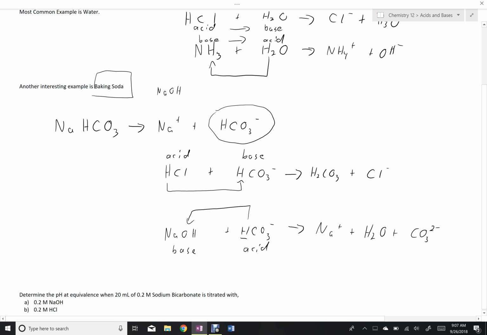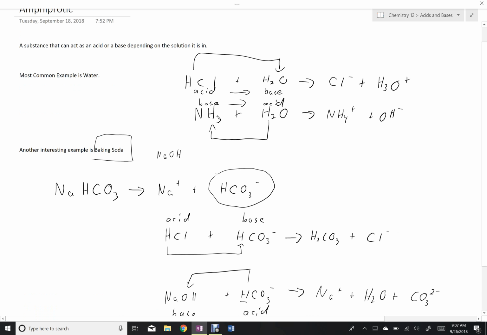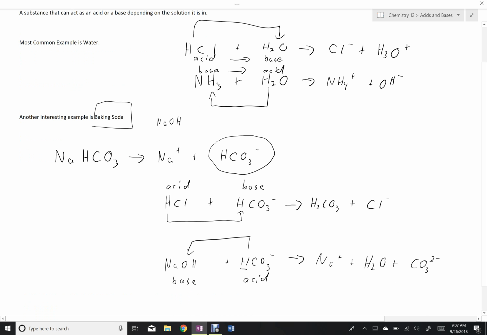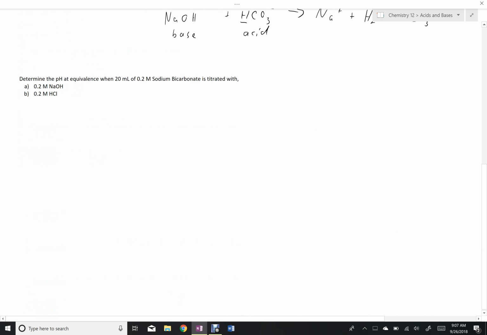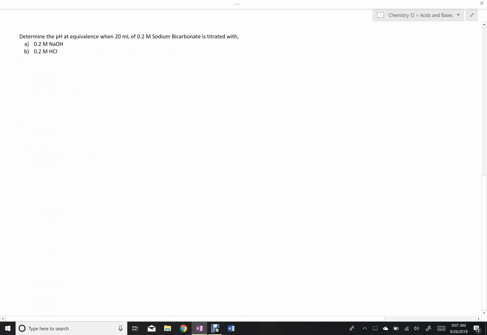So what we can see then is that HCO3 can act as an acid if it's placed with a base, or a base if it's placed with an acid. I'm just going to pause here. I'm going to cut this video, and then I'm going to come back and look at what happens if we titrate sodium bicarbonate with an acid and a base, and we'll see that we end up with two different equivalence points.